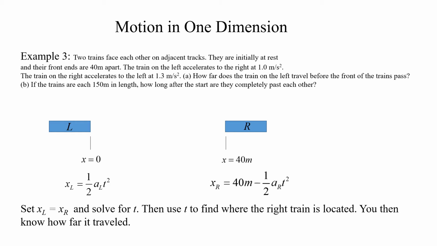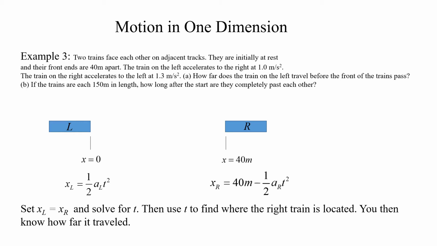Why the negative? Well, because it's going to be accelerating to the left. It's going to be speeding up in the leftward direction, so the acceleration will be to the left, and we're calling right positive, left negative.